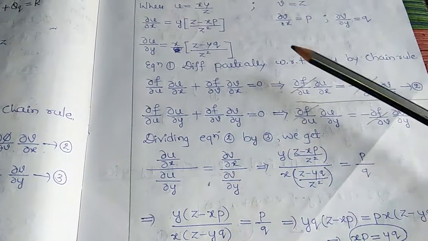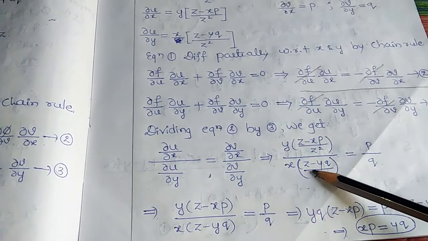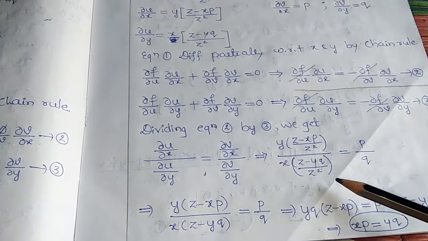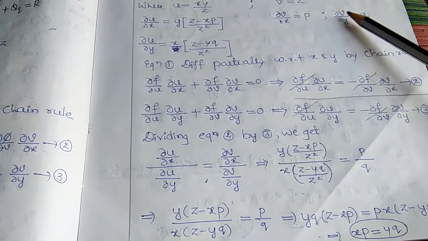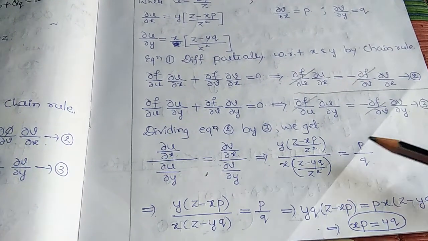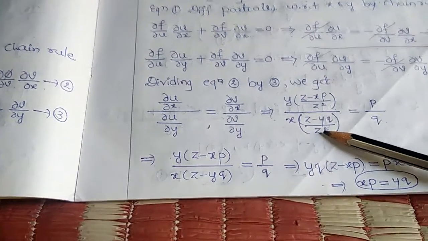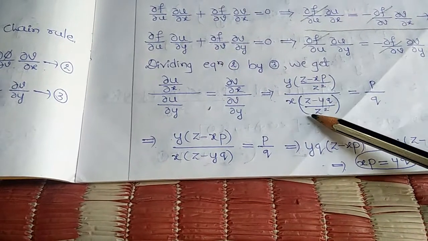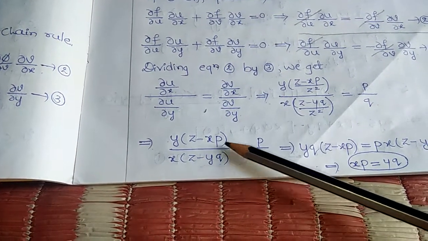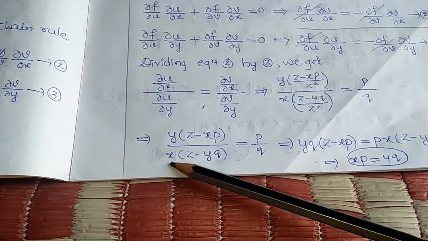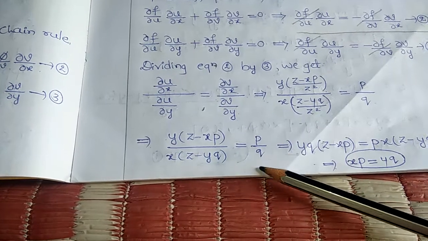What about dou u by dou y value? X into z minus yq divided by z square is equal to, what about dou v by dou x value? It is p. What about dou v by dou y? It is q. Let's cancel z square value. Then write the remaining thing, y into z minus xp divided by x into z minus y into q is equal to p over q.